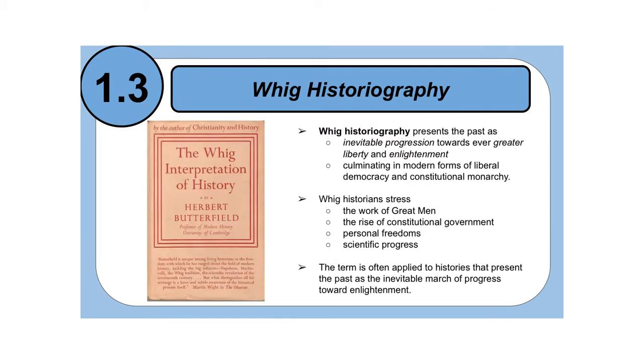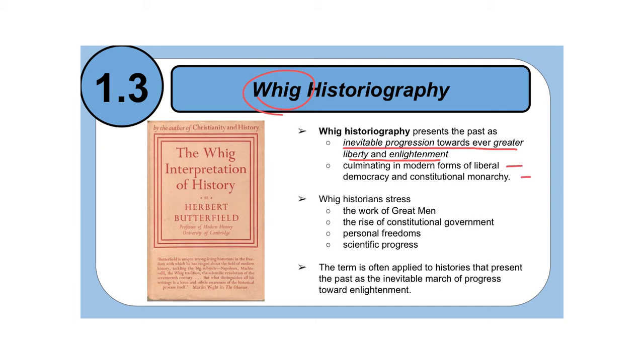So, jumping into different types of historiography: historiography is the study of history, or basically looking at past historical events through different types of lenses. So historiography is the history of history, the study of the study of history, if that makes sense. Whig individuals, or people who identify as Whig historians, would present the past as an inevitable progression towards ever greater liberty and enlightenment, culminating in modern forms of liberal democracy and constitutional monarchy.